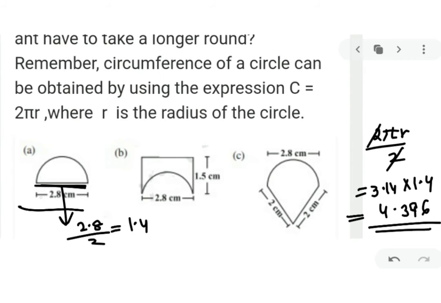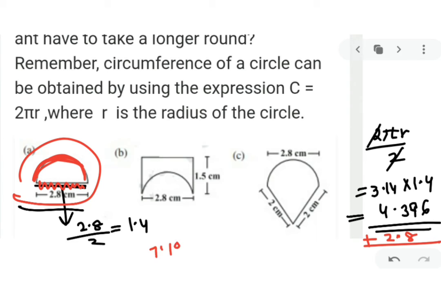Now that is only this part, my dear kids, just this curve part. What about this? You have to add this also into your circumference, into your perimeter of this structure. So you will add 2.8 to this to get the final answer of circumference of this structure. So that will be 4.396 plus 2.8. That will make 7.196. So 7.196 centimeter the ant has to move if she is going through this structure.